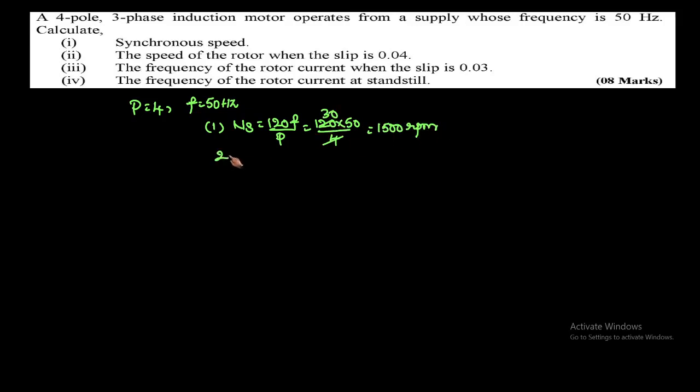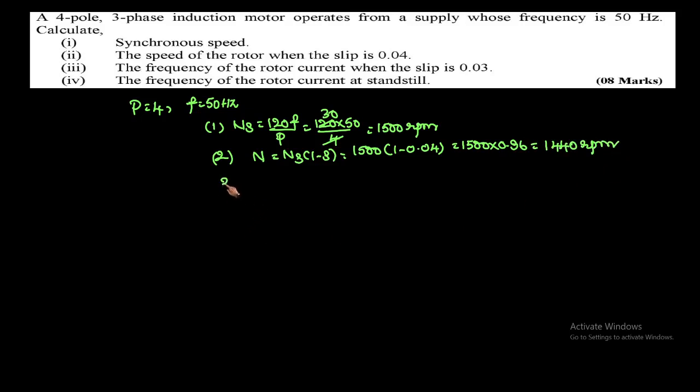Next, second one, the speed of the rotor when the slip is 0.04. So Ns into 1 minus s, that is 1500 into 1 minus 0.04, that is 1500 into 0.96. How much answer are you going to get? That is 1440 rpm.